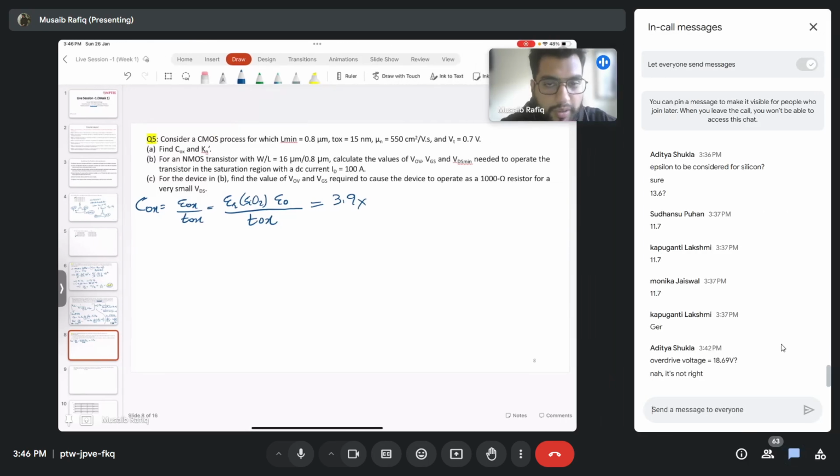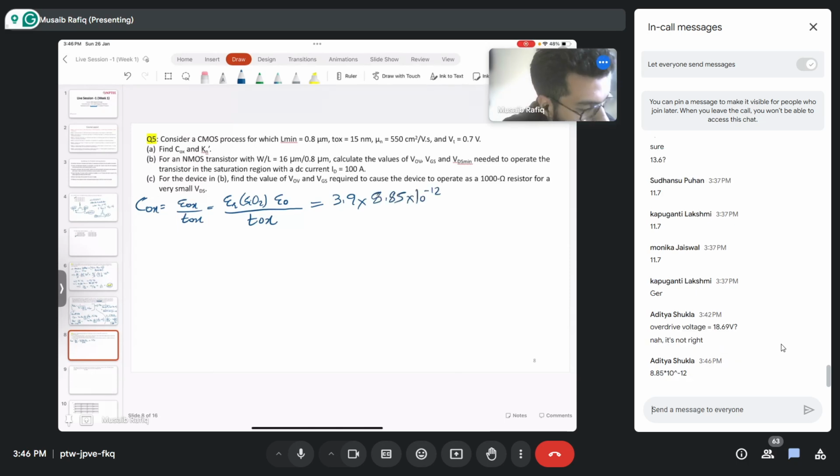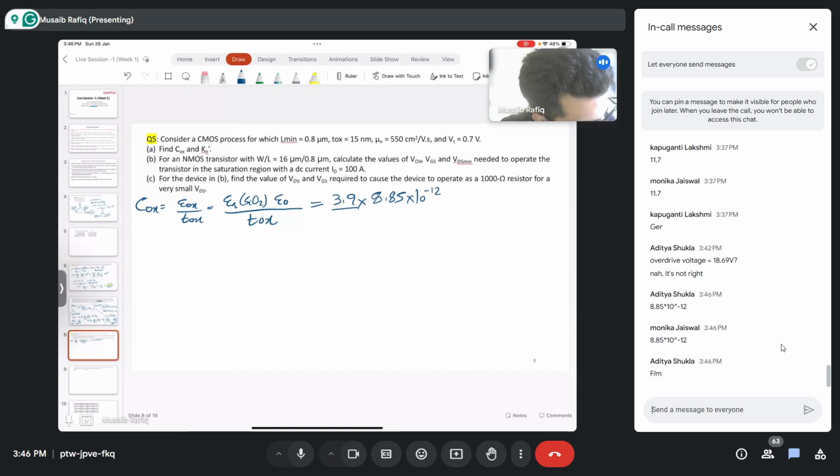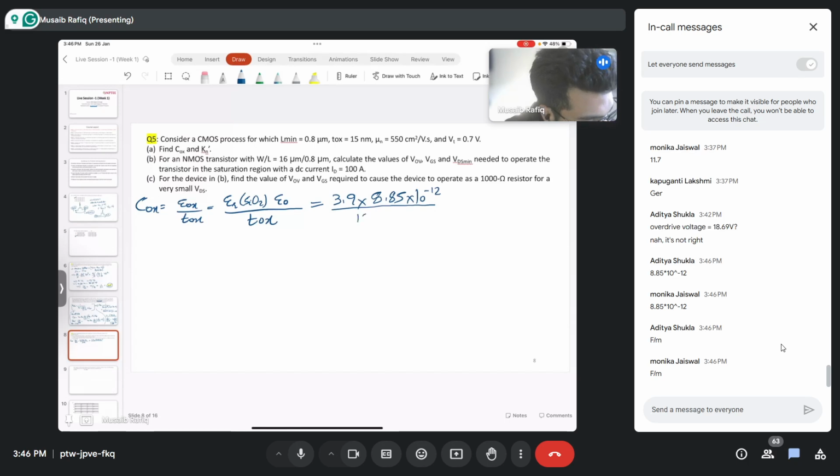Can anyone tell me the value of the permittivity of free space? What is the value? Yeah, thank you. It's 8.85 into 10 raised to power minus 12. And what are the units, in the chat box please? Units, always a sign of units. Farad per meter, thank you. So it's farad per meter, and the Tox here we have is 15 nanometer, so it's 15 into 10 raised to power minus 9. So let's do the math and see how much it comes out to be.